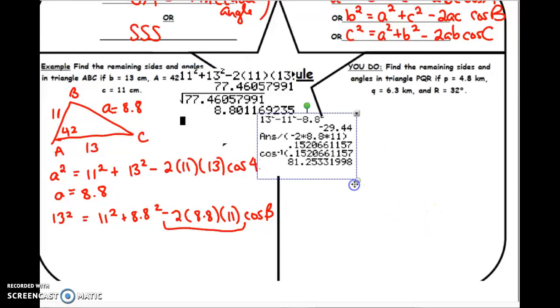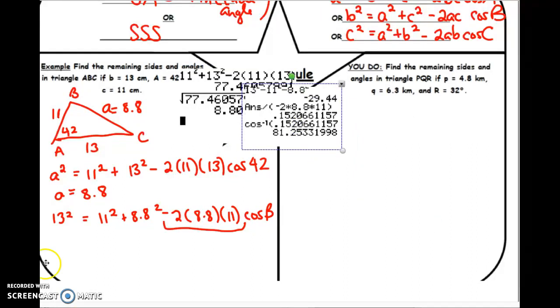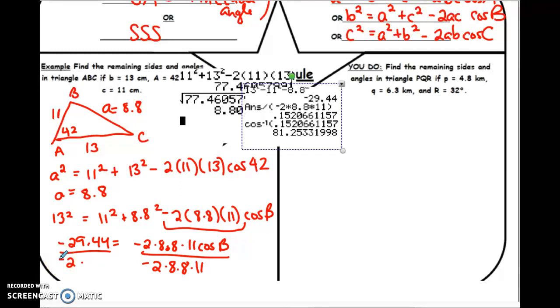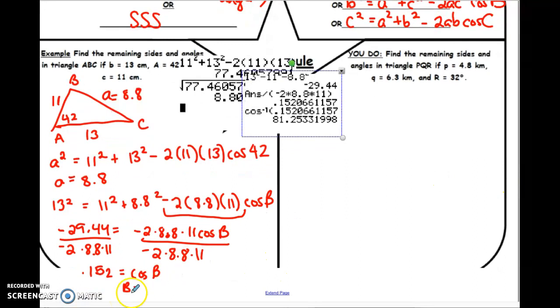So this is where we get to in this problem: I subtracted 11 squared and 8.8 squared from 13 squared, and I got negative 29.44 equals this quantity. Then I divided by negative 2 times 8.8 times 11, which is where I got 0.152 equals cos B, which is why I had to use inverse cosine. So I use inverse cosine, and that is how we find that this angle is 81. Once you know that angle, just subtract from 180 and you can find angle C.